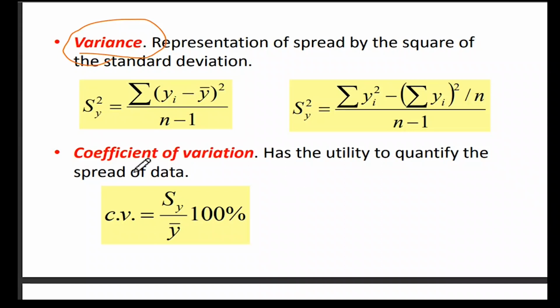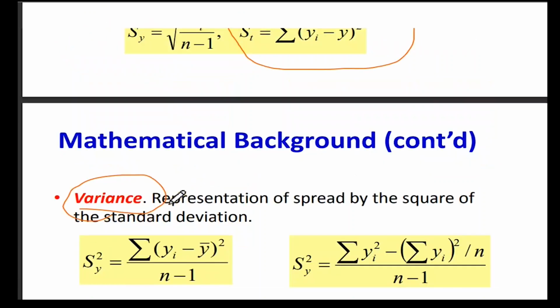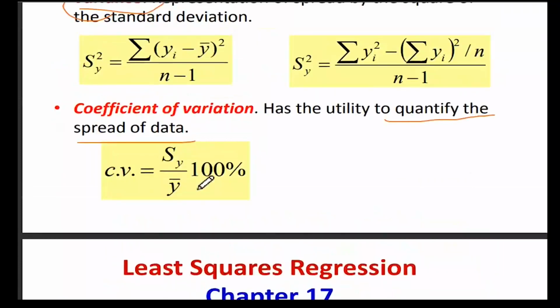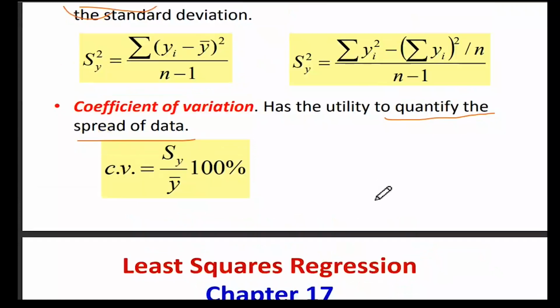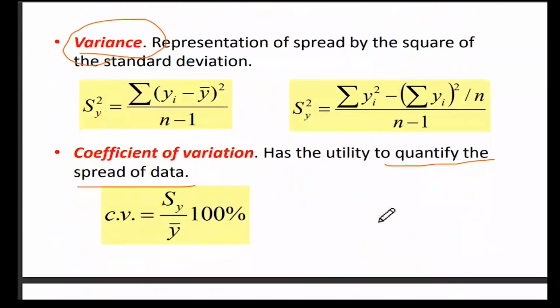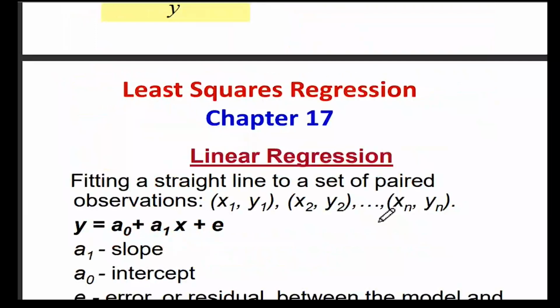We also have the coefficient of variation, which has the utility to quantify the spread of data. We can measure the spread of data by using the coefficient of variation, where you take the standard deviation, divide it by the arithmetic mean, and multiply by 100%. These are some of the terms that will be used when we are trying to solve least square regressions.